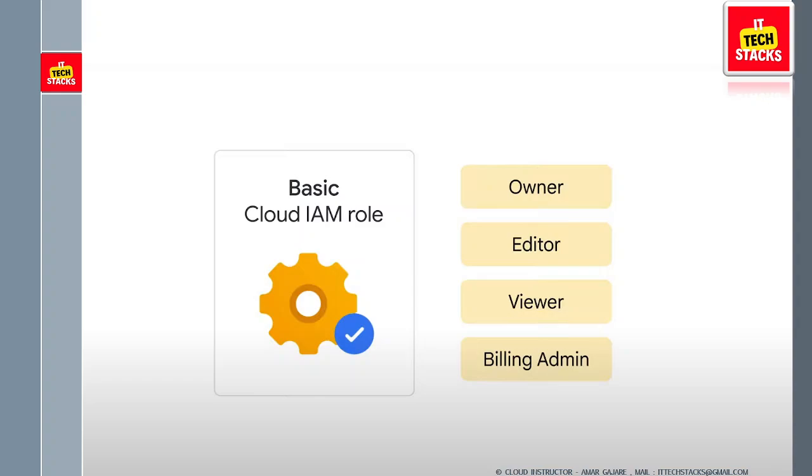The fourth one is the billing admin. Suppose you want access that only creates billing reports and alerts, then you can provide the billing admin access to that service. These are the four high-level basic roles that Google offers.